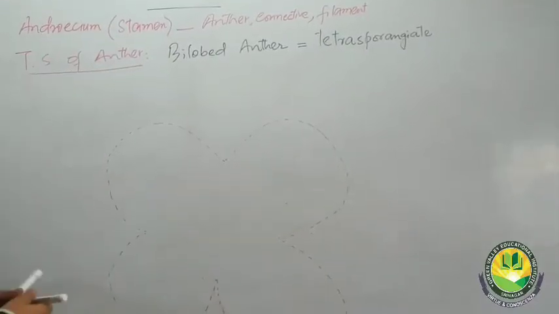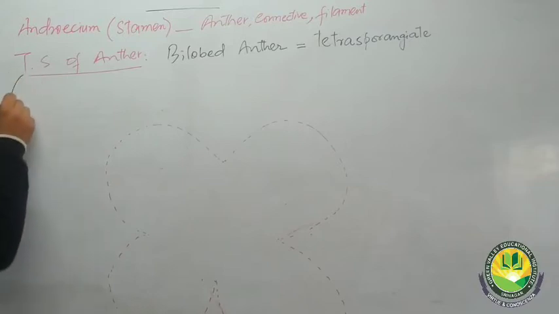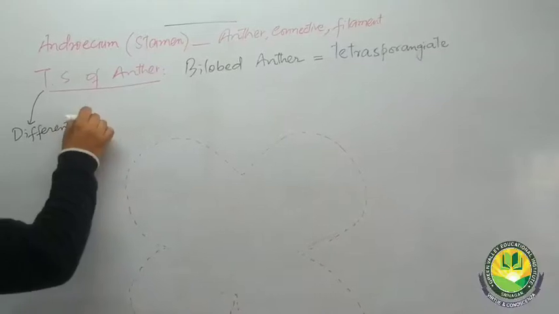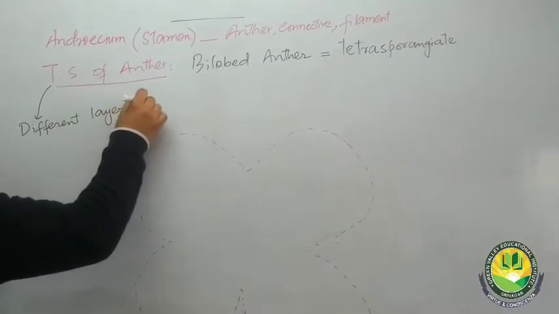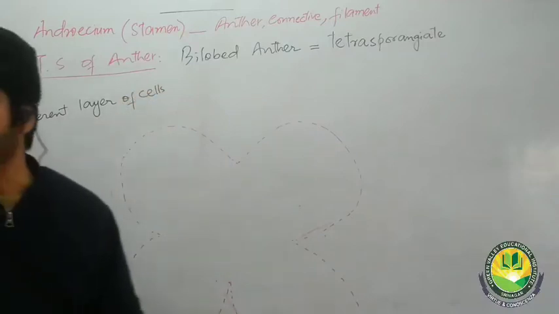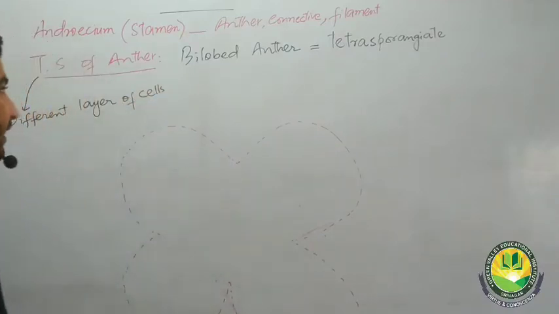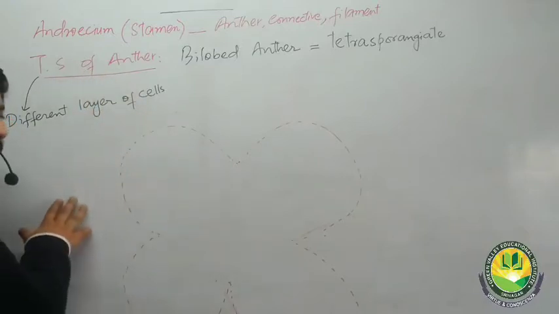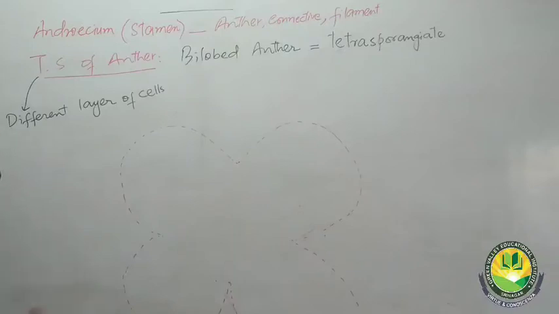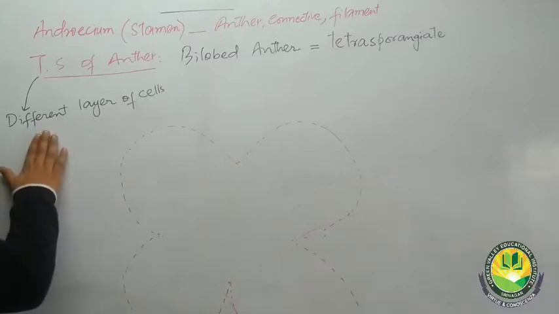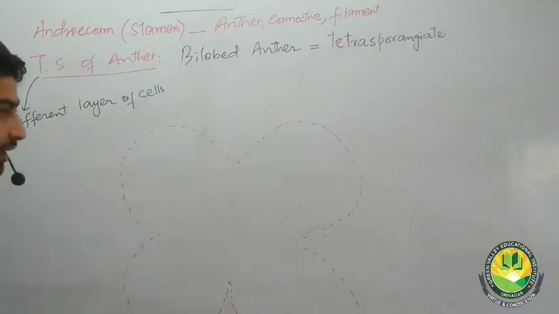Now, the anther is made up of different layers of cells. Now, why is it made up of different layers of cells? The reason is that in the anther we are going to get the formation of the male gametophyte, that is the microspore or the pollen grain. To protect this microspore or pollen grain, we are going to have the different layers so that they would get nourished and protected.